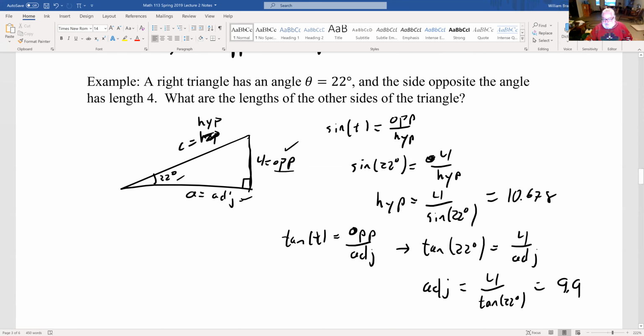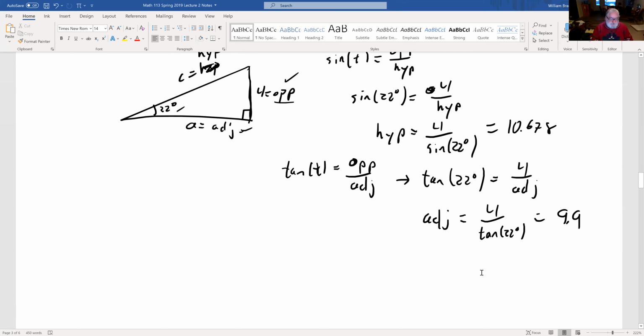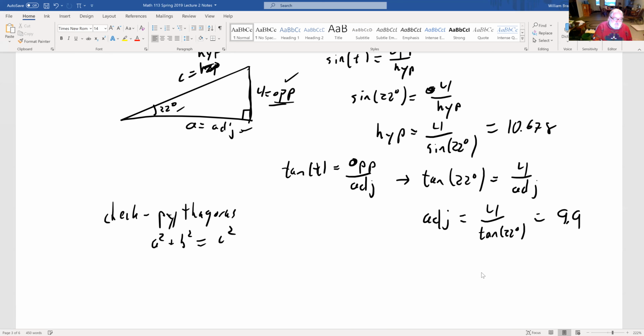So how can you check that? Well, you check with Pythagoras, right? A squared plus B squared should equal C squared. So if I take the opposite and the adjacent is 9.9 squared plus 4 squared.